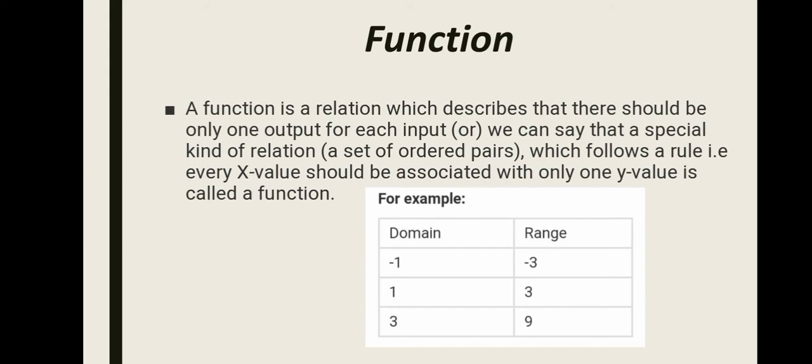Function. A function is a relation which describes that there should be only one output for each input. Or we can say that it is a special kind of relation, a set of ordered pairs which follows a rule that every x value should be associated with only one y value, and is called a function.